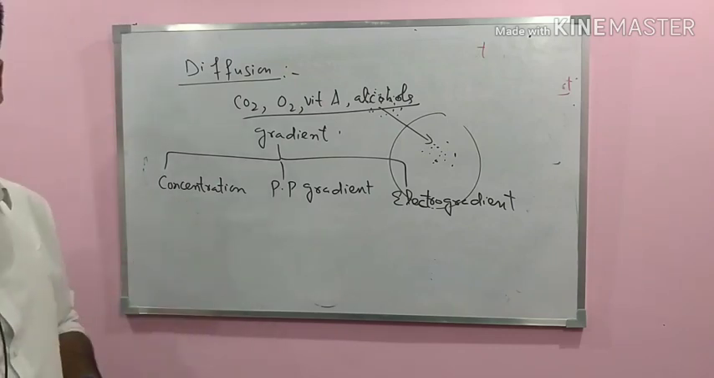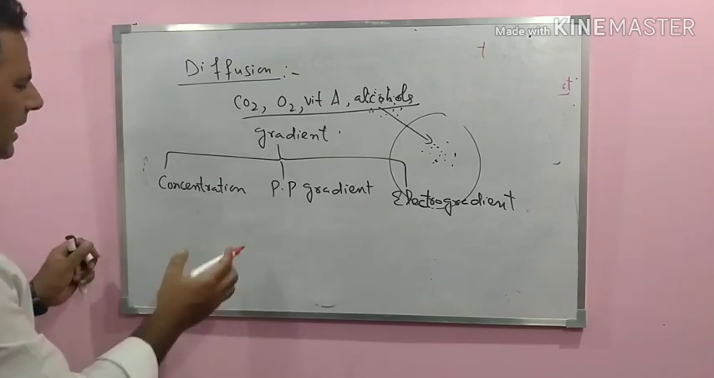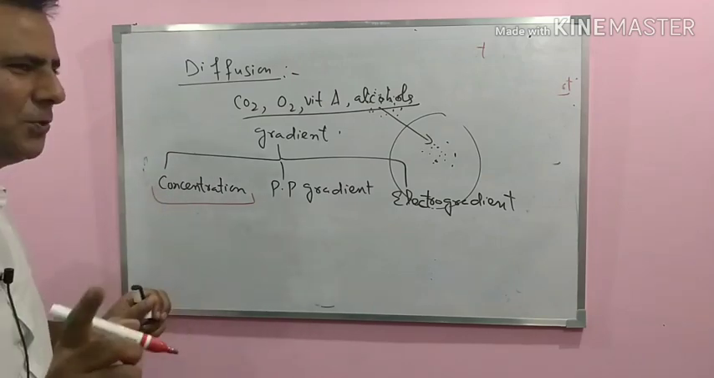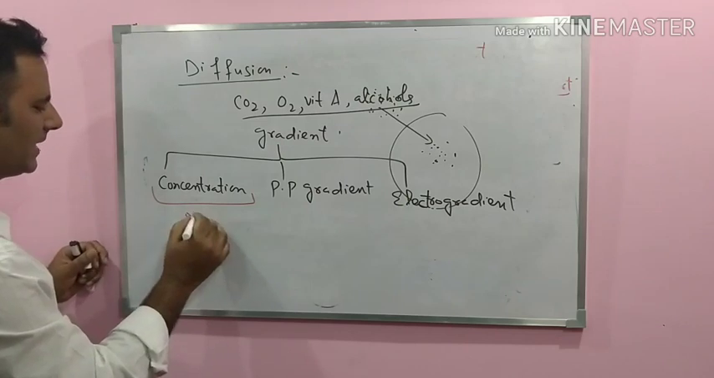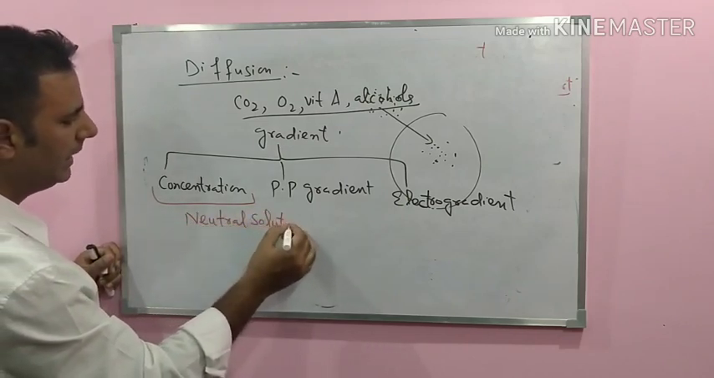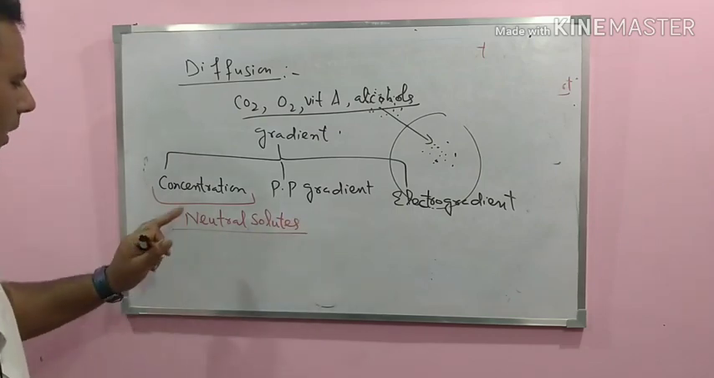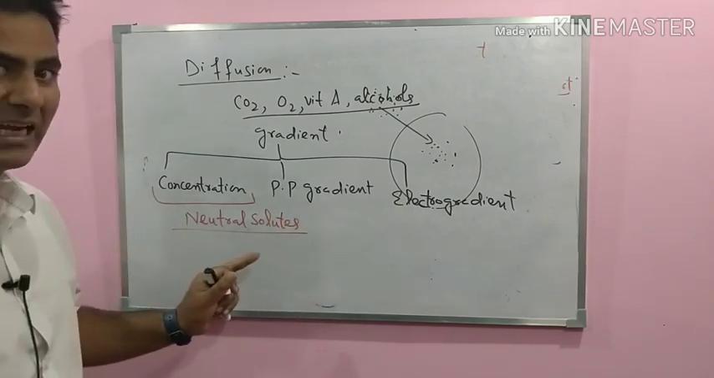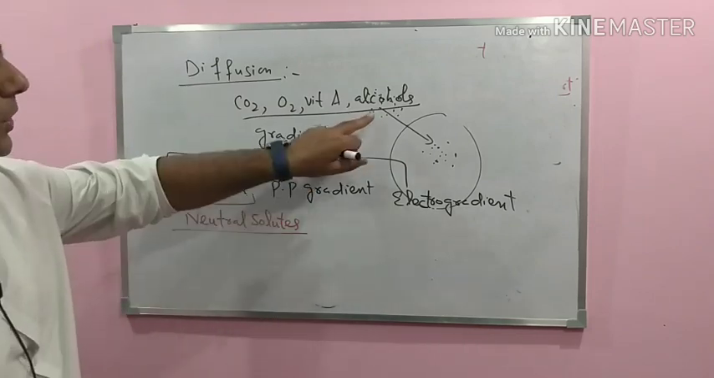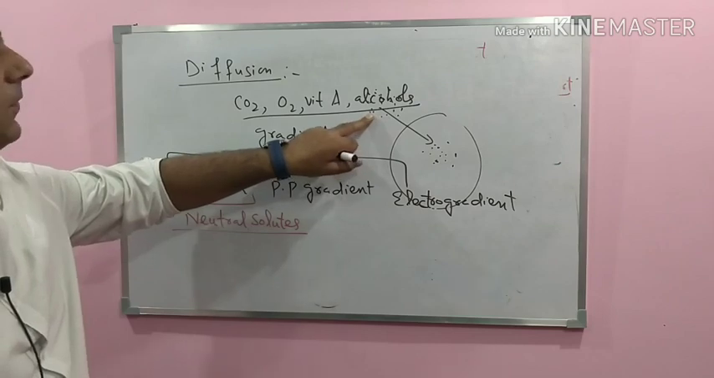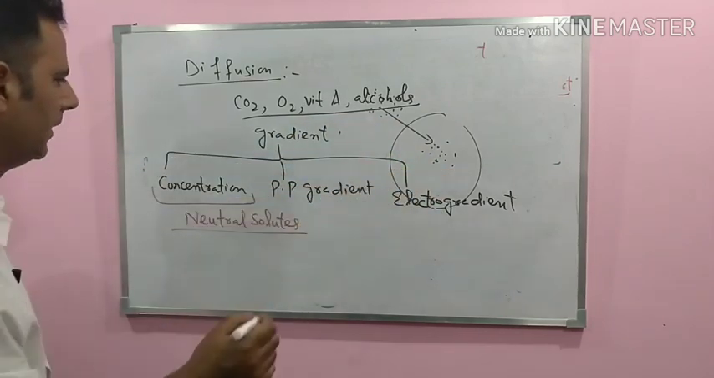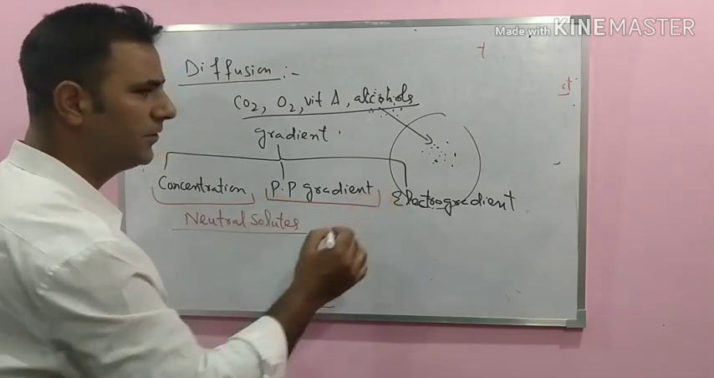The concentration gradient is valid for the diffusion of those substances which do not have any charge. We can say, for example, we have neutral solutes. In case of neutral solutes, what is being followed? It is the concentration gradient. It means neutral solutes are going to move from an area of higher concentration to the area of lower concentration. Right. Second part is partial pressure gradient.